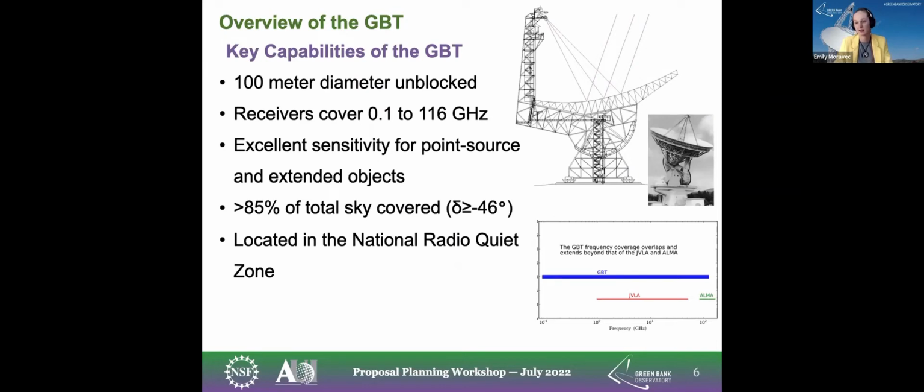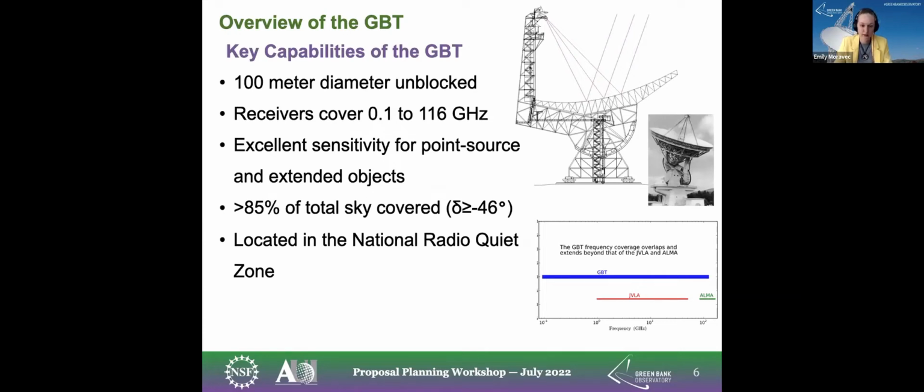Typically, you'll see a design here that I show on the right, where you have the receiver and subreflectors and things in the center of the dish with arms supporting it. With the GBT, we have this off-axis arm so that you can get the full effect of the dish.